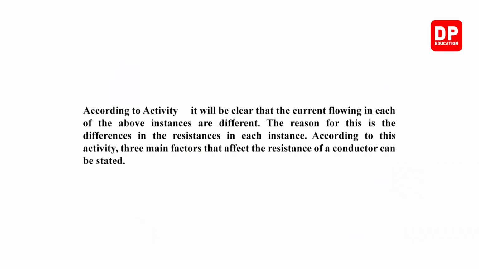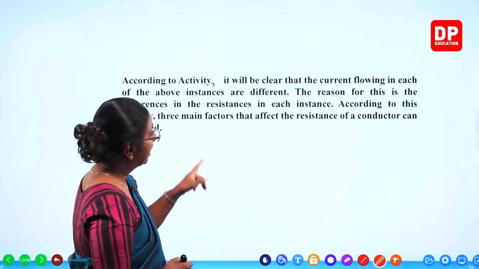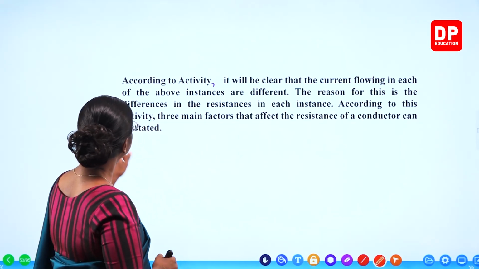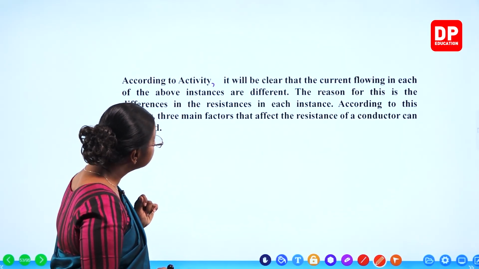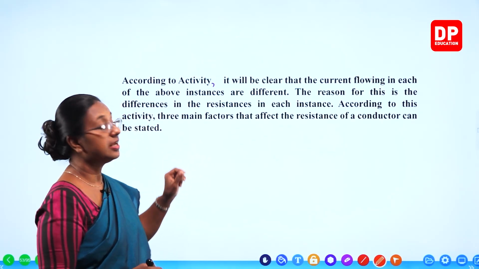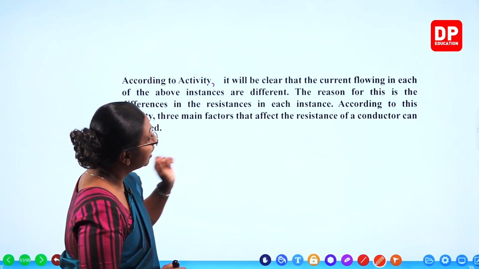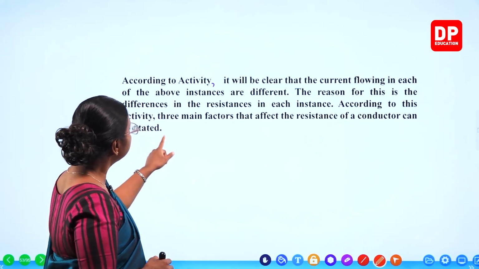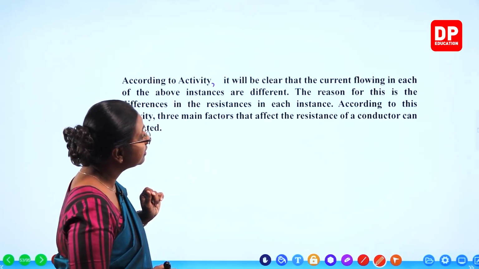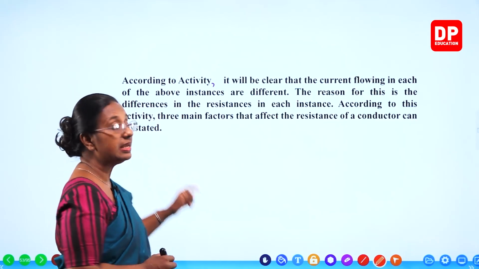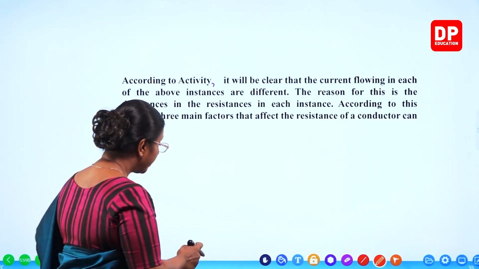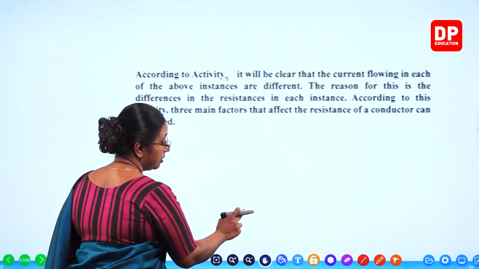So according to the activity, it will be clear that the current flowing in each of the above instances is different. That you all saw. The reason for this is the differences in the resistances in each instance. According to this activity, 3 main factors that affect the resistance of the conductor can be stated. So we have already stated the 3 factors. What are they?